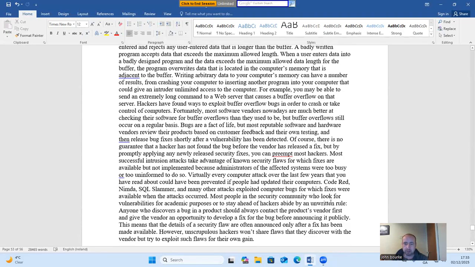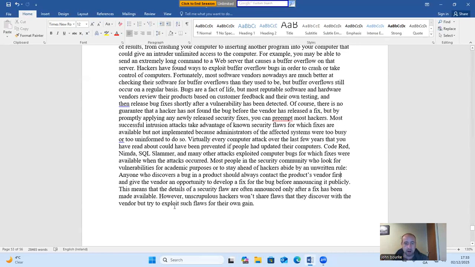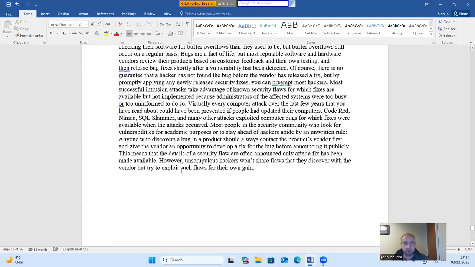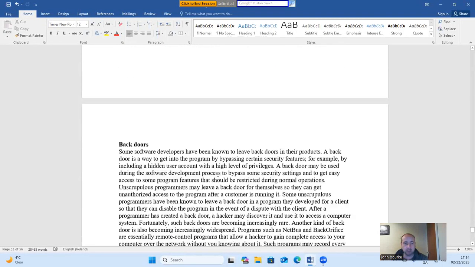Most people in the security community who look for vulnerabilities for academic purposes or to stay ahead of hackers abide by an unwritten rule. Anyone who discovers a bug in a product should always contact the product's vendor first and give the vendor the opportunity to develop a fix for the bug before announcing it publicly. This means that the details of the security flaw are often announced only after a fix has been made available. However, unscrupulous hackers may share flaws that they discover with the vendor but try to exploit such flaws for their own gain.